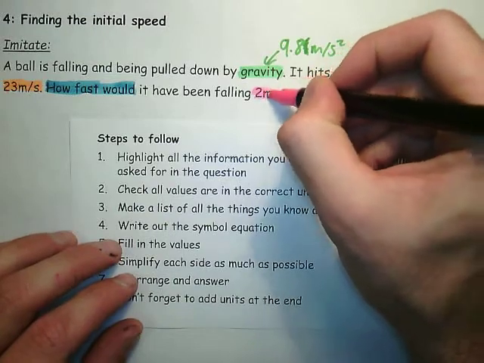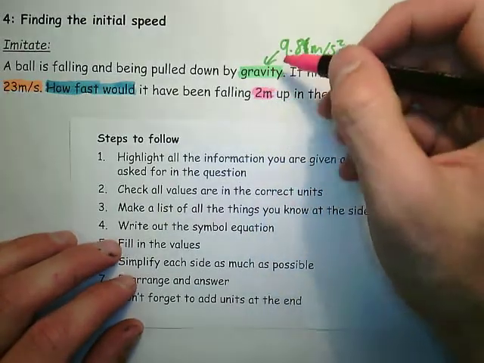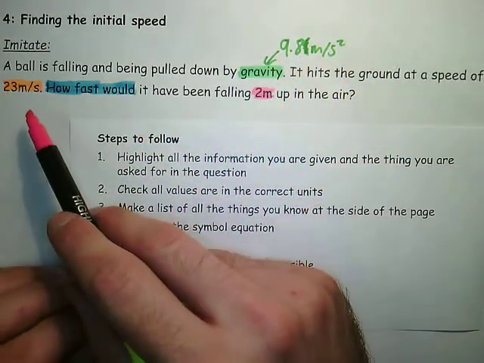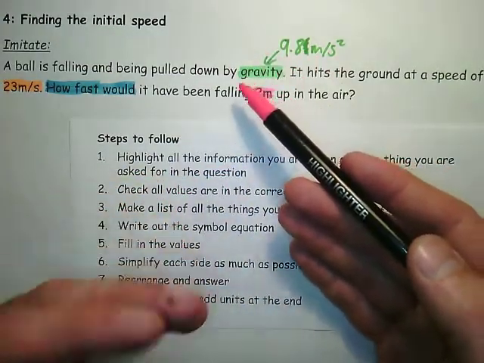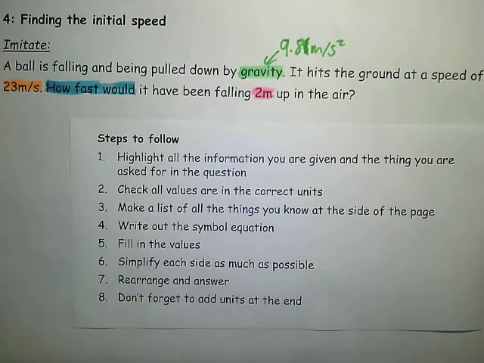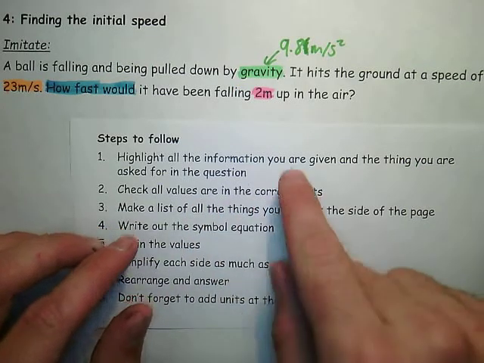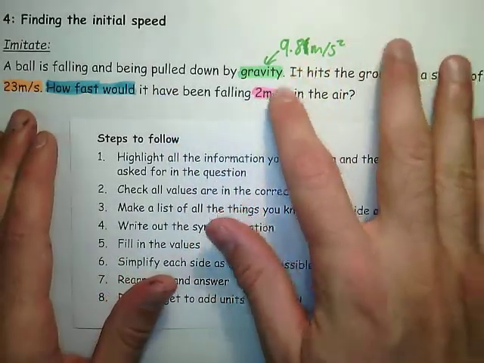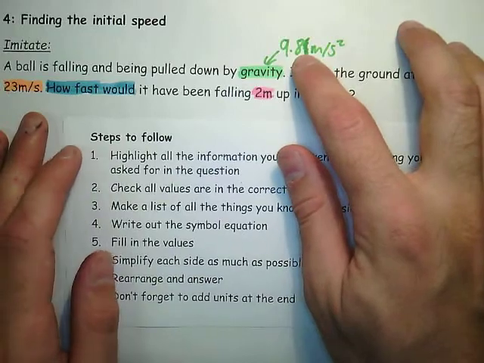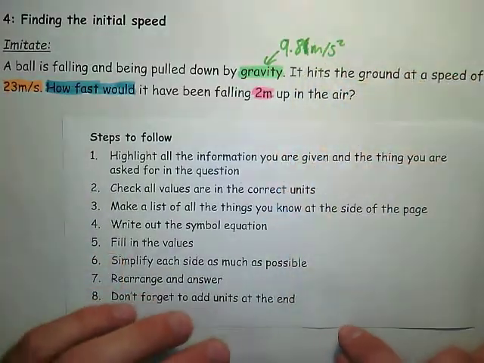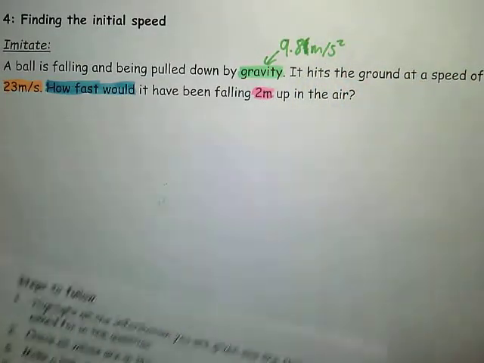So we're kind of going backwards in time. We're given the speed it hits the ground at, and we're working out, if it's accelerating at this rate, how fast would it have been travelling 2 meters ago? So 2 meters up in the air. So again, check all those are in the correct units. Again, they are all in the correct units, so we don't need to convert anything, but we have already worked out that gravity is 9.8, and I'm making a list down the side now.